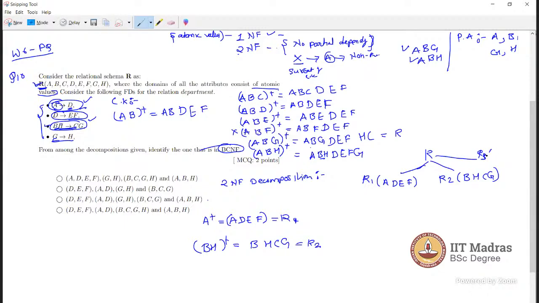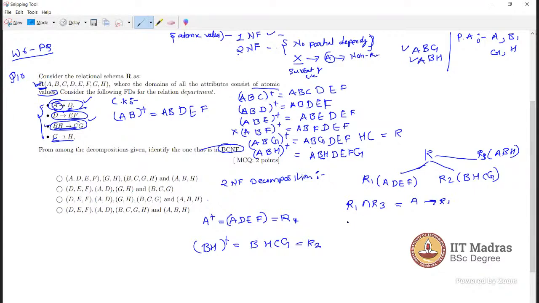So can I take candidate key ABH here? Then check whether this relation R is lossless or not. If I take R1 and R2, there is no common attribute. So let us take R1 and R3. So I will get A common. From A, I can determine R1.